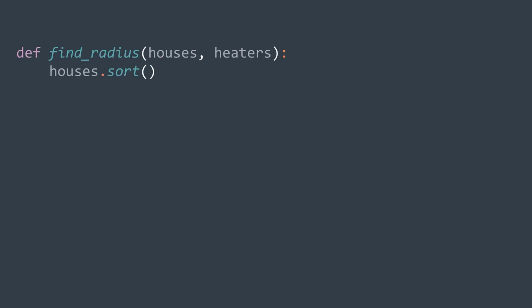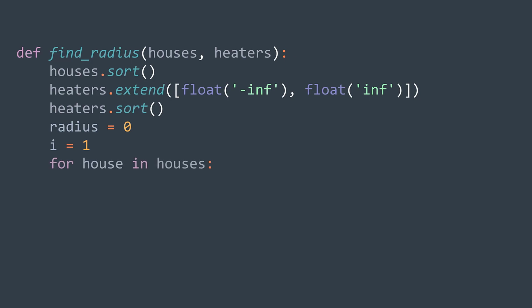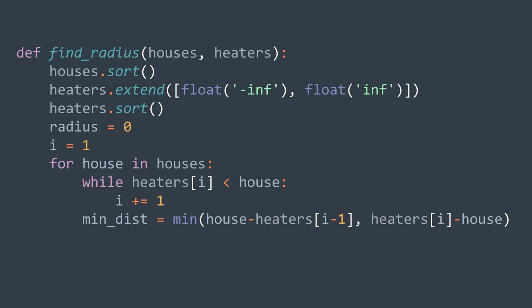In code, we sort houses, we add infinity and minus infinity to heaters, and we sort heaters. Now we initialize radius to 0, i to 1 to skip minus infinity, then for each house, we keep incrementing i while heaters of i is smaller than house. After doing so, the distances are the distances between house and heaters of i and heaters of i minus 1. We take the minimum among them, it represents the distance between house and its closest heater. After it, we see if we replace radius. Radius becomes max between its actual value and min dist. After the loop, we just return radius.